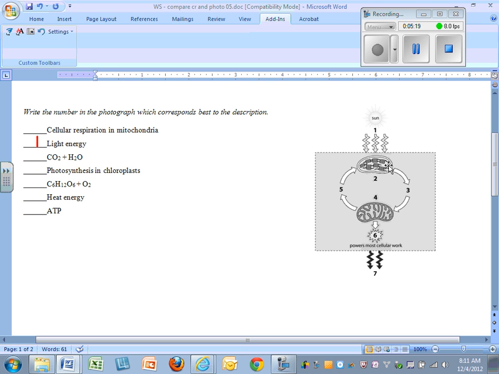Number one. Number two, what structure is this in plants? Light energy gets absorbed by chlorophyll in chloroplasts. That's right. So number two, photosynthesis in chloroplasts. Now, what does that actually make? Light energy and photosynthesis make what two products? Glucose and oxygen. Number three.